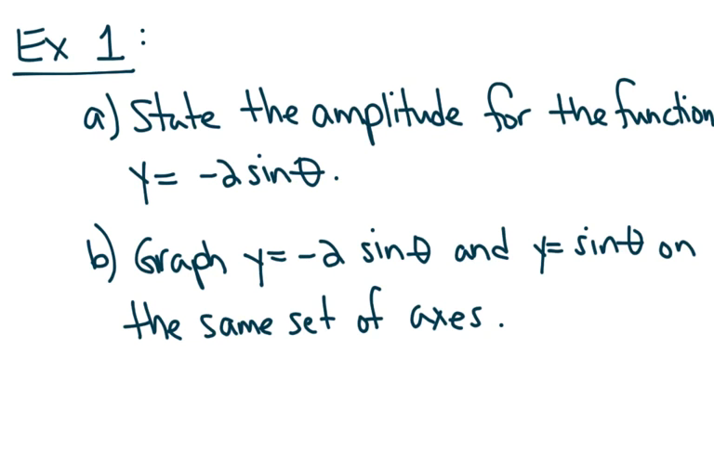All right, this one is slightly different from the one I just talked about. In example 1, we want to state the amplitude for the function y equals -2 sine theta. Remember I said the amplitude is the number that gets multiplied in front of the parent function. It's the absolute value of it. The amplitude is 2. But that negative is significant, and we'll come back to that in a second. In part B, we want a graph. Y equals -2 sine theta and y equals sine theta on the same set of axes.